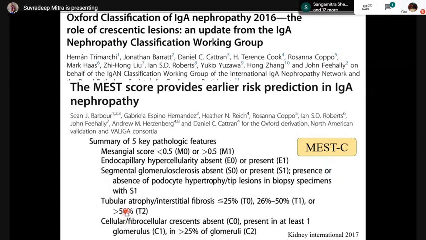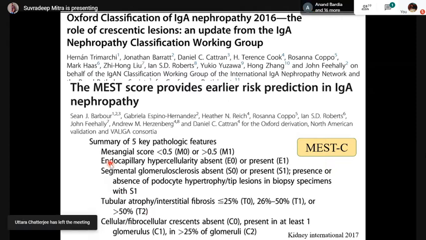However, the most classical or most linear kind of correlation is seen with the tubular atrophy interstitial fibrosis, also known as IFTA, which means if you tend to see a lot of interstitial fibrosis with tubular atrophy, then the disease is already progressing and the patients will progress to renal failure earlier.